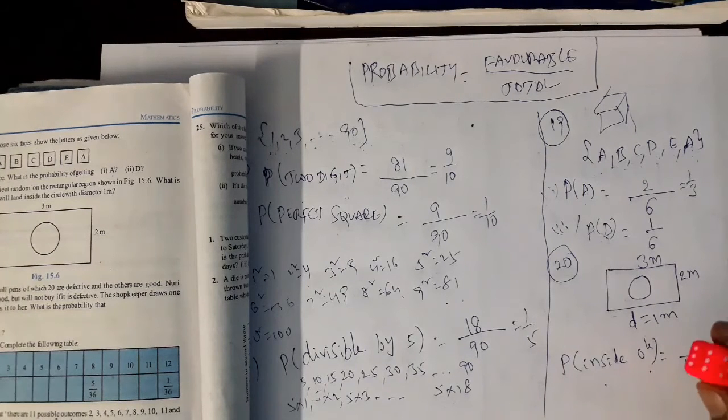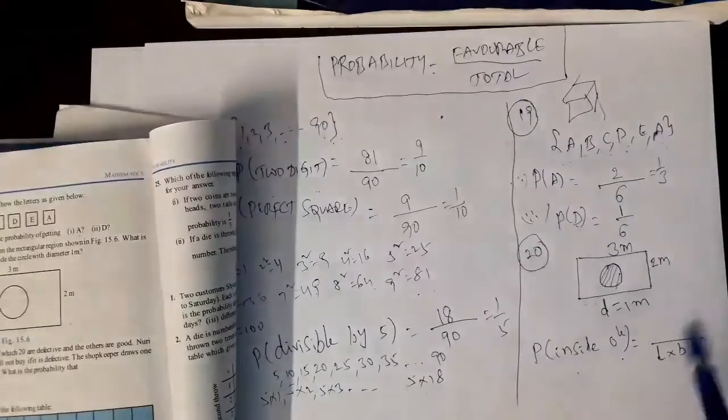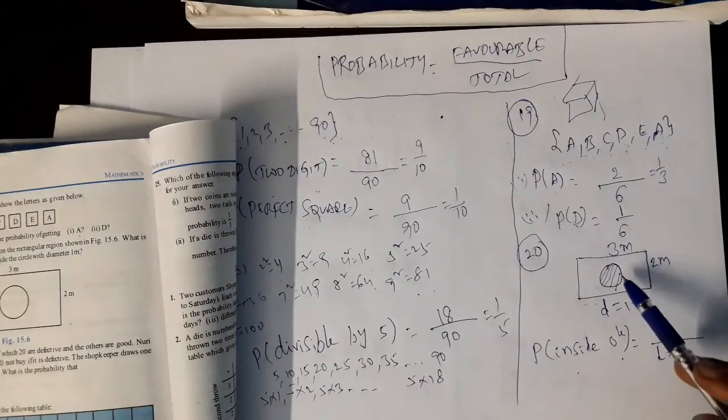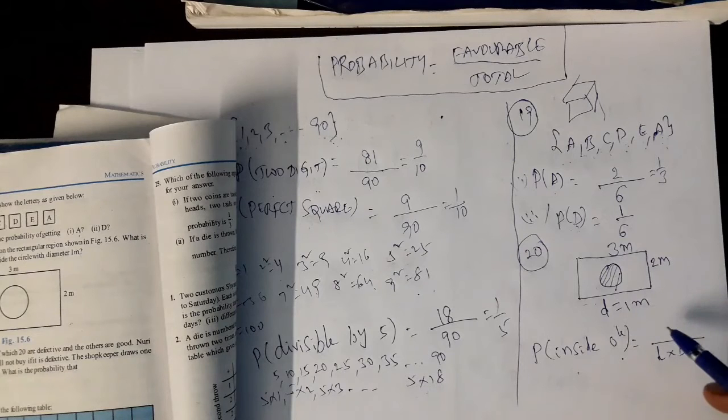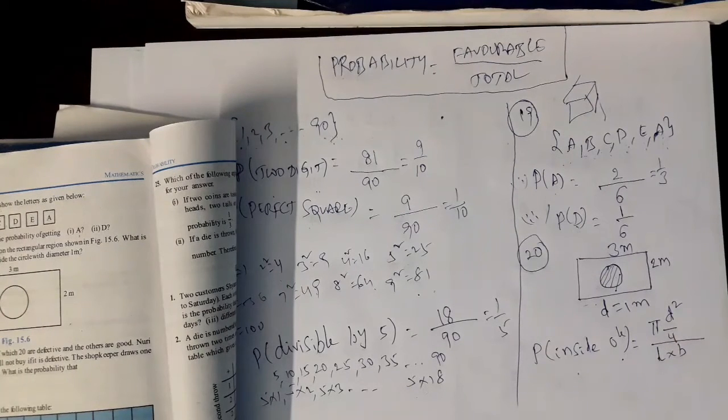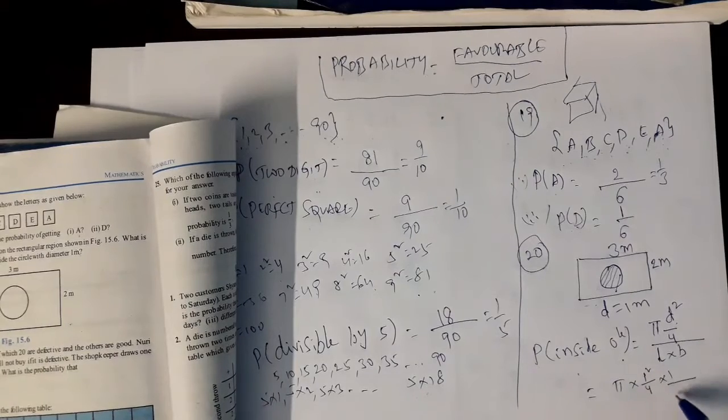For the die to be placed inside, tell me what is favorable. That means the die should fall in the area containing this circle. That is favorable. What is the area of the circle? Pi r square is the area of the circle. Of course, the diameter of the circle is given. If diameter d is given, pi d square by 4 is the formula, right? Radius r is d by 2, so pi r square means pi into d by 2 whole square, that is pi d square by 4. That is pi into the diameter, 1, so 1 square by 4, divided by length into breadth, 3 into 2. That's all.